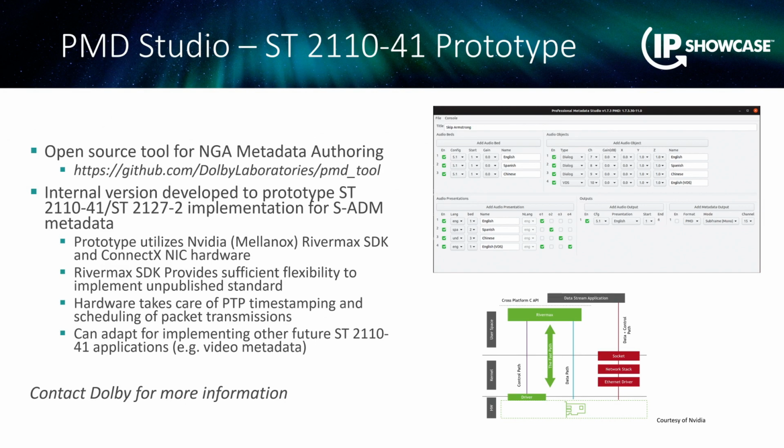And we've got a prototype implementation of -41 running with this draft version of 2127-2 using this serial ADM data. This GUI here shows an example of some of the kind of data that we do in current metadata generation for describing objects and languages, things like that. It gives you a rudimentary prototype implementation. We happen to be using a Mellanox card to enable this, which has a lot of features that are useful for prototyping and implementing these things.